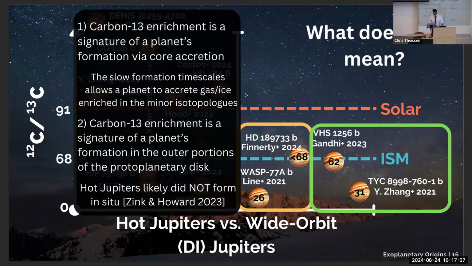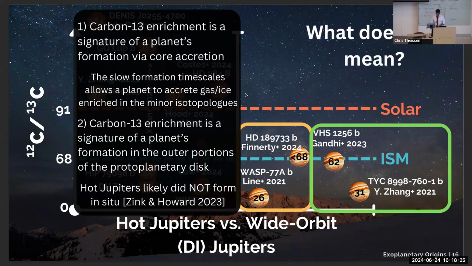But the other possibility is that the carbon-13 enrichment is actually a signature of the planet's formation in the outer reaches of the protoplanetary disk, out beyond the CO snowline, where we expect there to be reservoirs of carbon-13 rich gas and ice. And the second scenario is also supported from a dynamical standpoint because we think that hot Jupiters likely did not form where they are in situ, but instead are the victims of something like high-eccentricity coplanar migration.